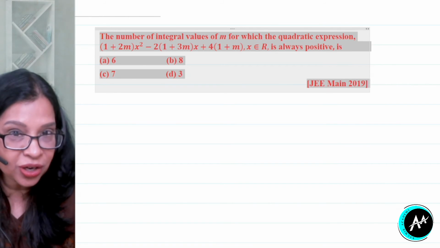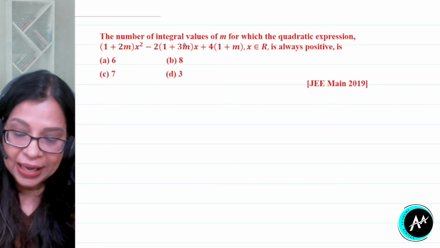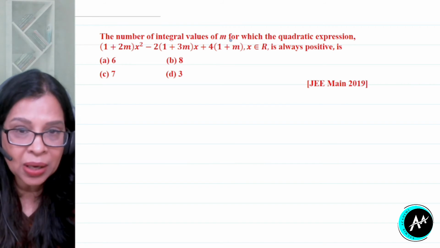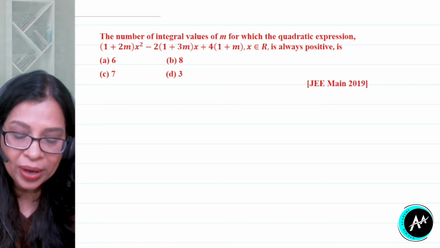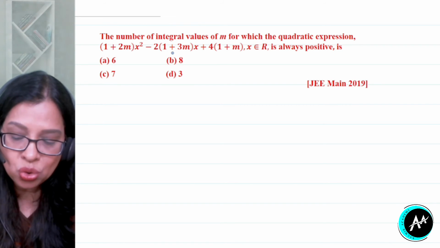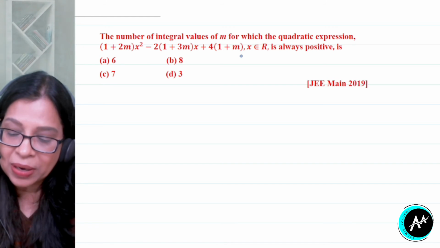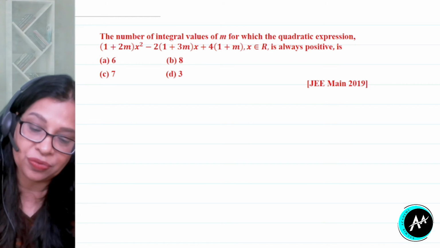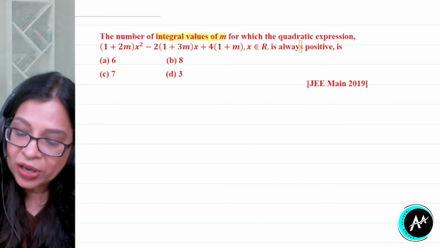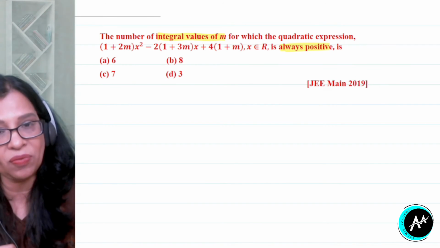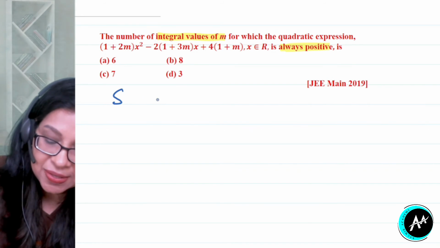Look at the first question here. Okay, let's read the question first. The number of integral values of m for which the quadratic expression 1 plus 2m x square minus 2 into 1 plus 3m into x plus 4 into 1 plus m is always positive. So what do we have to find? Integral values of m for which this quadratic expression is always positive. So let's write the solution for this.